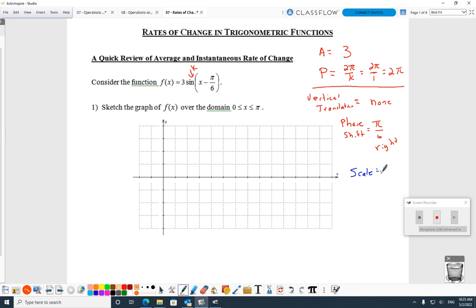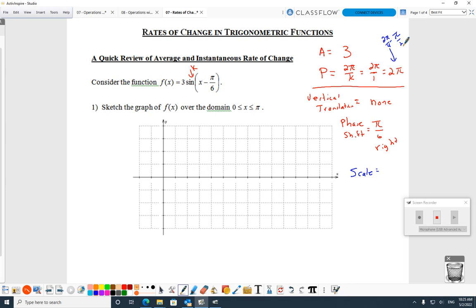I know the period's 2 pi, so when I see that, I'm sort of thinking, if I take 2 pi and divide it into 4 pieces, pi over 2 is sort of the scale that would make the most sense for that. Just take the period, divide it into 4 pieces, because sine and cosine graphs sort of have 4 pieces to them. They go up, back to the middle, down, back to the middle, and then they're done. So there's sort of 4 pieces. That's why I divide by 4. So pi over 2 is sort of what I'm thinking.